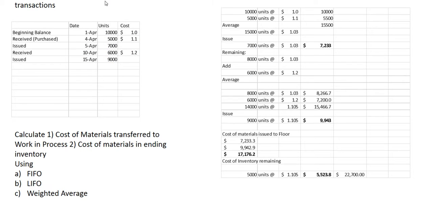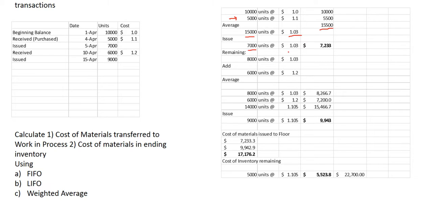Now let's do the same analysis with weighted average. Again, we have the same problem. We are starting with 10,000 units and we are adding 5,000 units. Now the total cost is 15,500 and the number of units is 15,000. The average cost is 15,500 divided by 15,000 units, total cost divided by total number of units, which turns out to be 1.03.